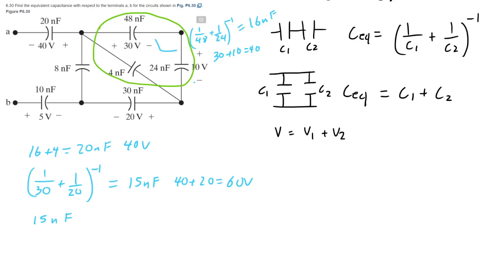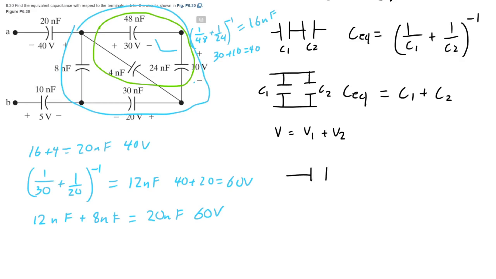Oh, I'm sorry. I did the math wrong in my head. I knew it looked weird. So 12 nanofarad is going to be in parallel with the 8 nanofarad. Both are going to be charged to 60 volts by the nature of being in parallel. So 20 nanofarad charged to 60 volts. And that's going to be all of these capacitors put together. So we're going to do one more, because I'm going to redraw it.